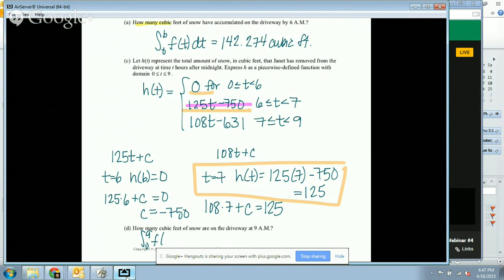That didn't show up as pretty as I wanted, so f of t dt, and then I subtract the amount that I removed at 9 hours. Well, the good news is that I can find that amount by just plugging in 9 into my piecewise function that I just had up here.